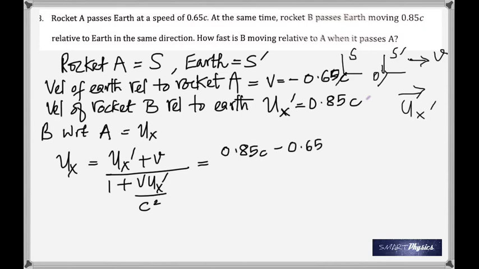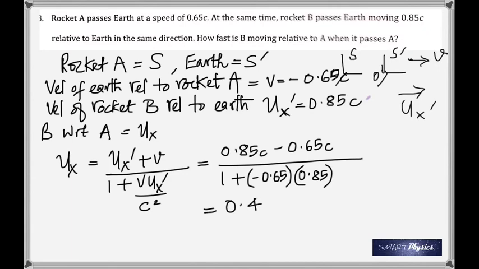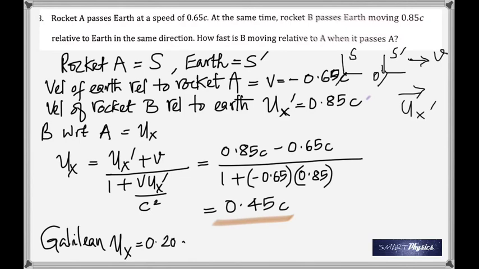Okay, ux prime is 0.85 c, v is minus 0.65 c. Plug in those numbers, and I've simply left out the c's, because this has a c with it, this has another c, and then below you have c squared, so they will get cancelled, right? When you calculate, you're going to get 0.45 c. Just for comparison's sake, in the Galilean addition of velocities, ux would have been just 0.20 c, because it would be 0.85 c minus 0.65 c. So if you did not consider relativity, you're going to get a completely wrong answer, which is 0.20 c.